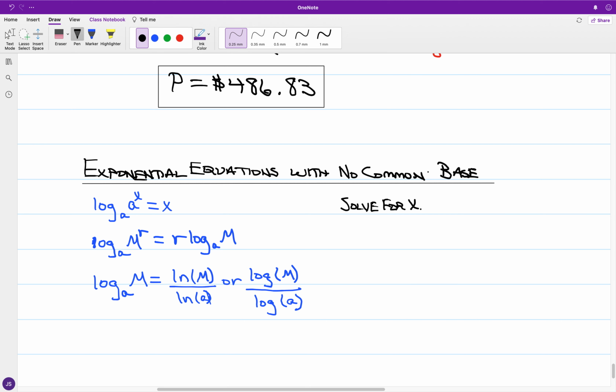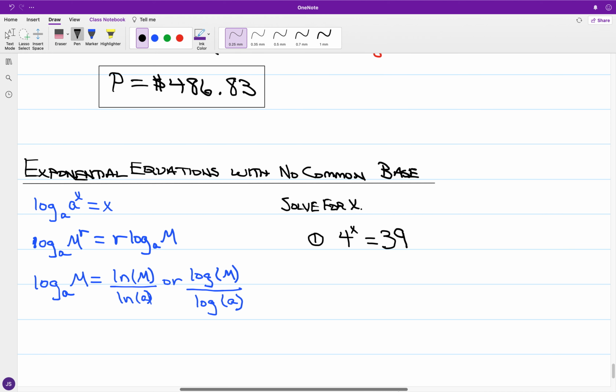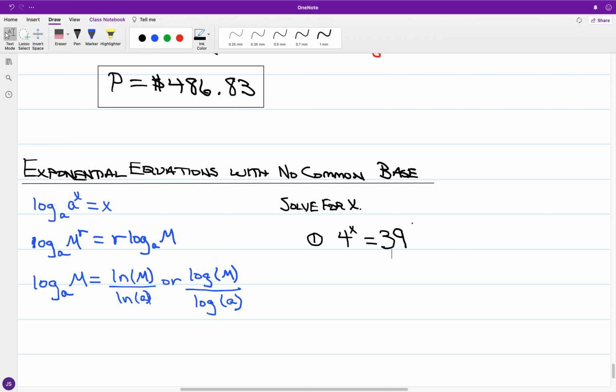Okay, and we'll say that if we're looking at solving for x, we have 4 to the x is equal to 39. So you've got 4 to the x is equal to 39. Now we can just have sort of an eyeball estimate about what x is going to be.